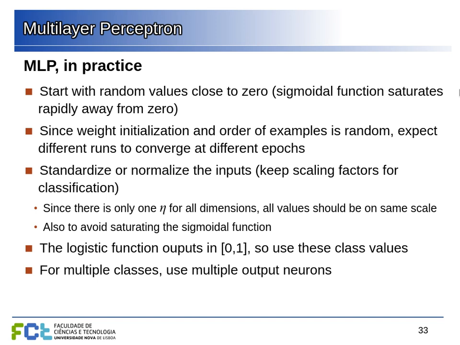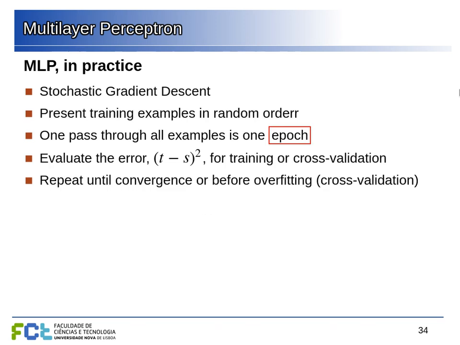The logistic function outputs between 0 and 1, so this should be our class label, 0 or 1. And if we have multiple classes, we can use several output neurons. We're going to see a bit more about that later on in the course.